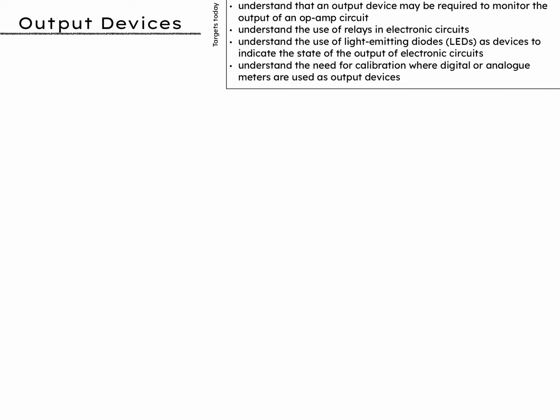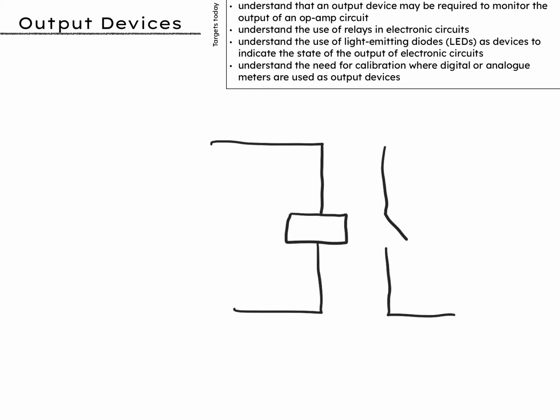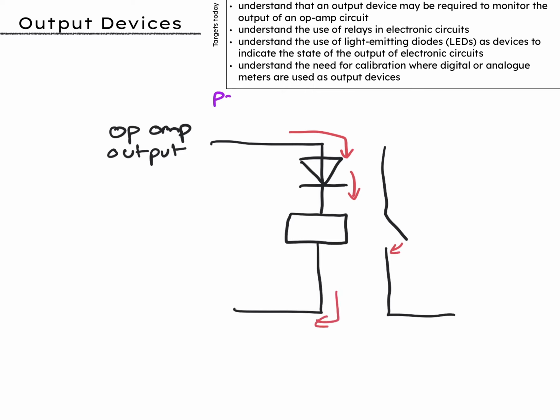The second output device we're going to look at is a relay. This is simply an electromagnet attached to the output of the op-amp. When there is a negative output, the diode here blocks the current. When there is a positive output, the electromagnet creates a magnetic field that closes the switch in the second circuit. That's all simple IGCSE material.